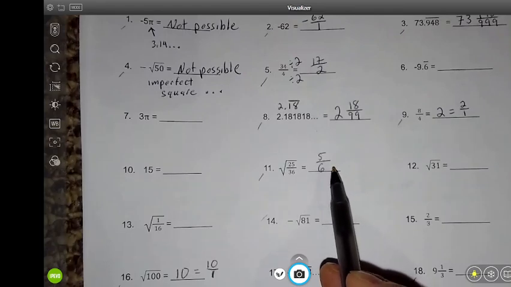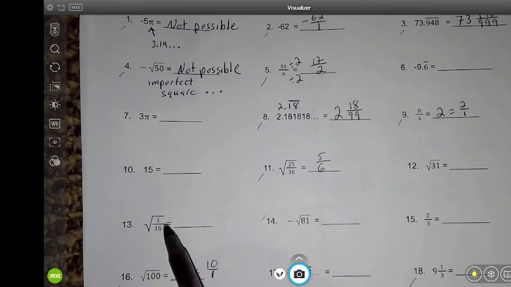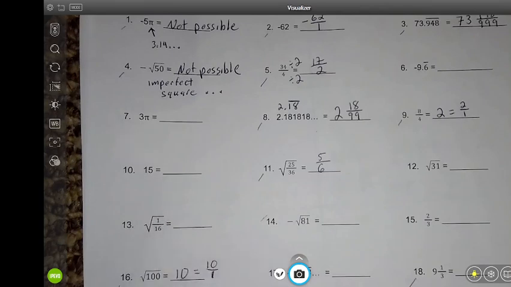So 11 and 13 are very similar. Check to see on 13 if 1 and 16 are perfect squares.